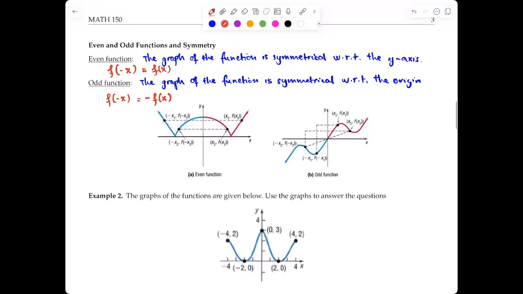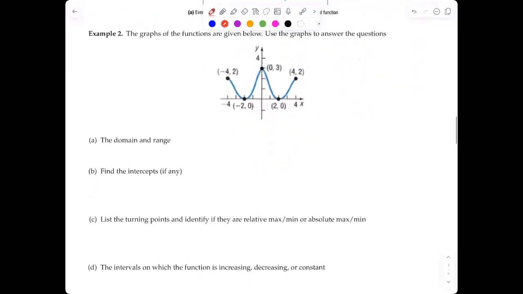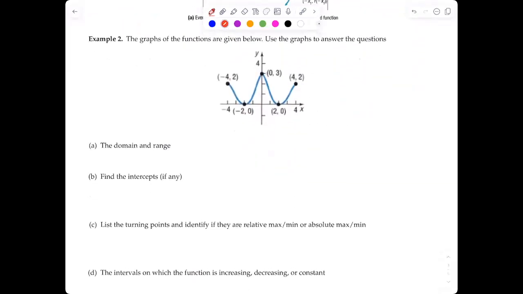All right, but for now, let's just focus on graphs of functions. Again, the even function is the function where the graph is symmetrical with respect to the y-axis, and for odd function, the graph of the function is symmetrical with respect to the origin. All right, so any questions on even and odd functions?